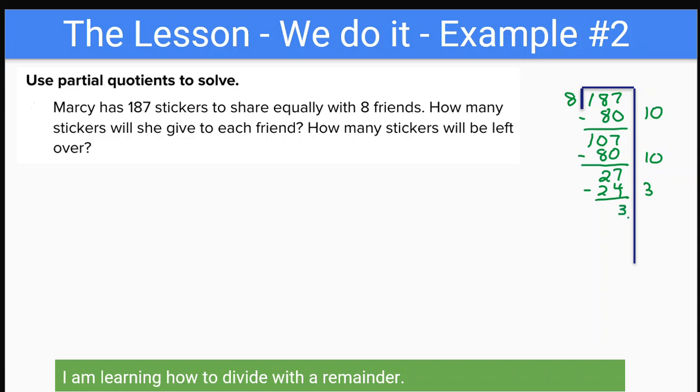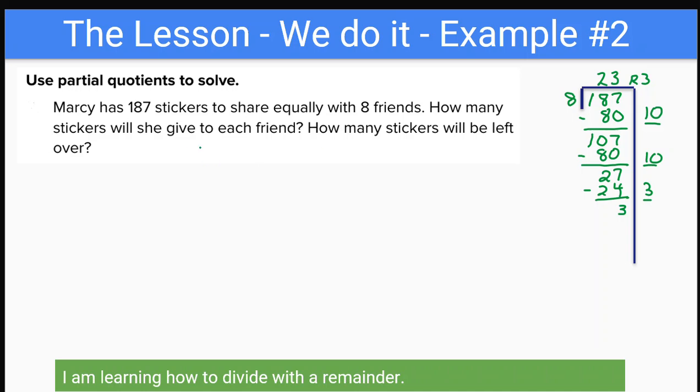And how many eighths can go into 3? Right, none. 3 is too small, and the remainder always has to be smaller than the divisor right here. So how many did I use? I used 10, then I used another 10, that's 20, and another 3, that's 23. I used 23. And then I had 3 left over right here, remainder 3.